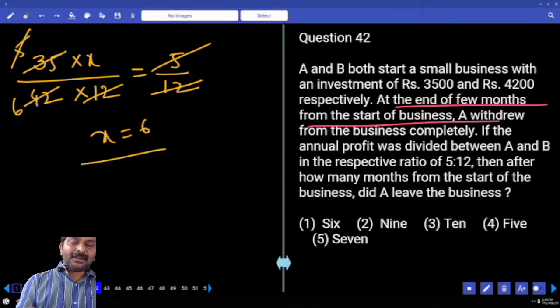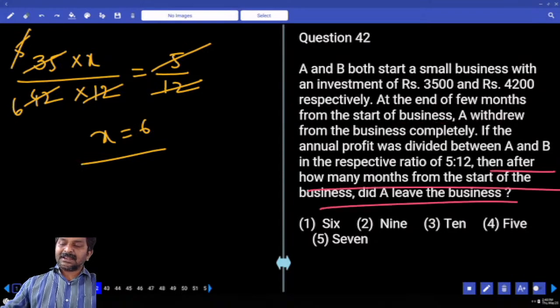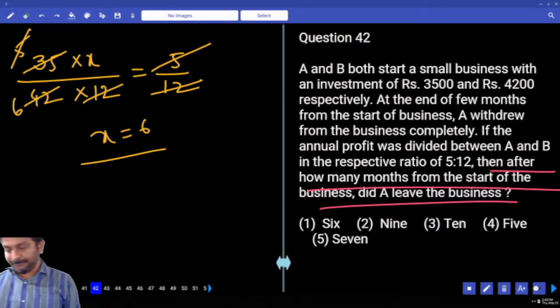to 6. Now be careful with the question. After how many months from the start of the business did A leave? This 6 months is the time period for which A is there in the business, correct? So I can say after 6 months A left.